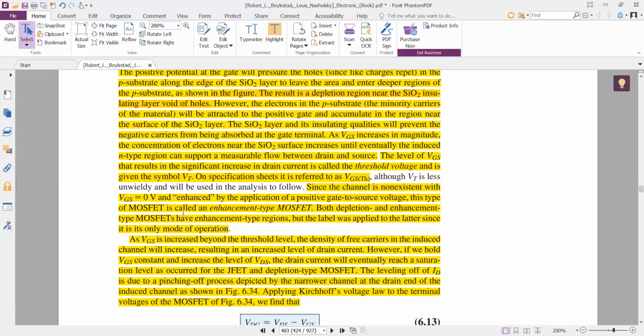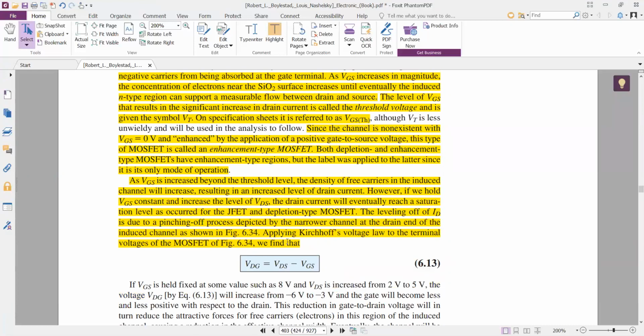Both depletion and enhancement type MOSFET have enhancement regions, but depletion mode is not present in enhancement type MOSFET. So what will happen if we increase the voltage beyond the threshold voltage between gate to source? It is obvious that the density of free carriers near the edge of the silicon dioxide layer will increase and will keep on increasing, which will result in increased drain to source current.